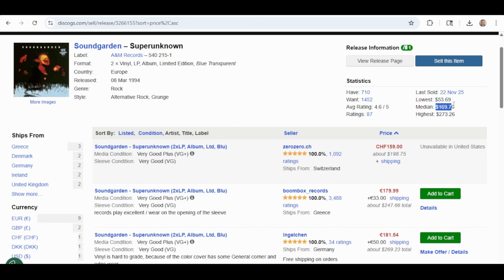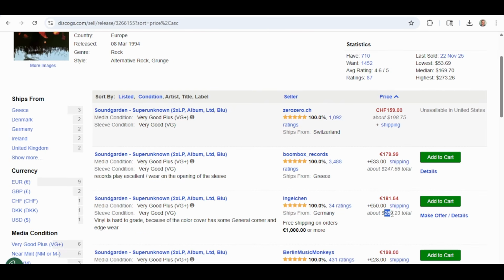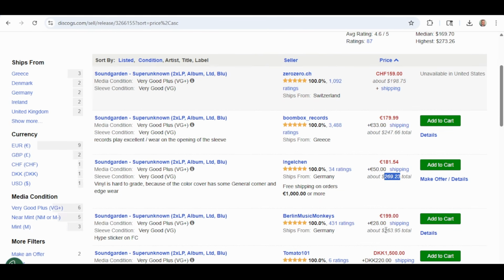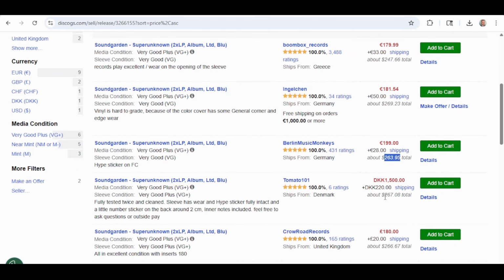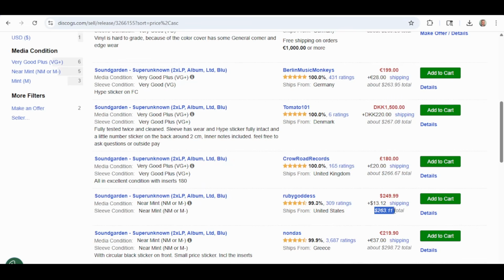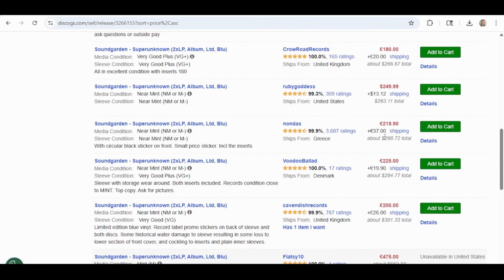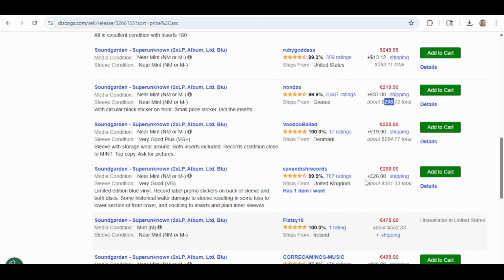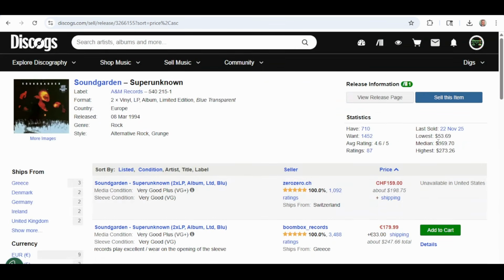Well, that's a far cry from that median, because availability also drives price. So you have to understand, you cannot just look at this median. You have to look at what is actually available to you. And as you go from here, you see we actually go up to almost $270 after shipping. There's $264 after shipping, about $270. Again, $263, $300. So again, you should be catching on to what I'm trying to explain here. This median is not what this album is necessarily worth.